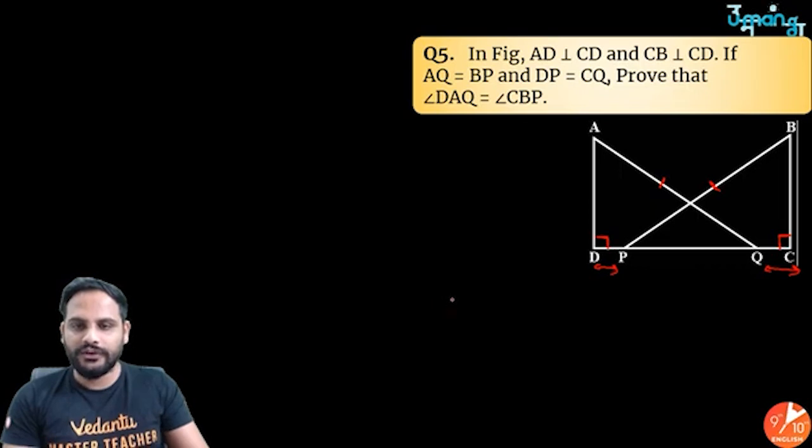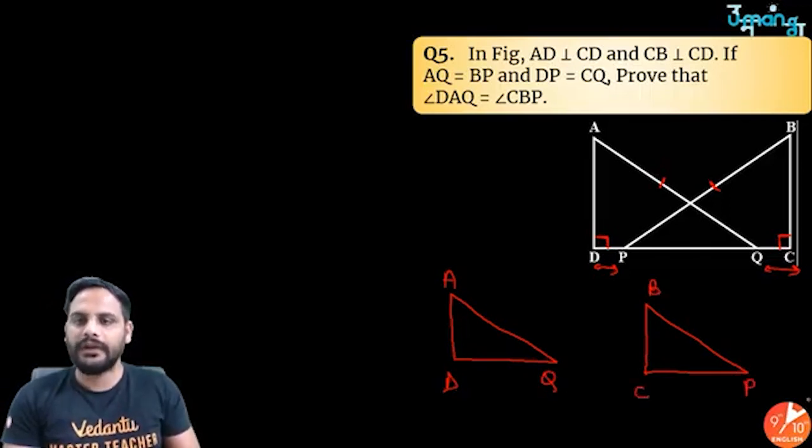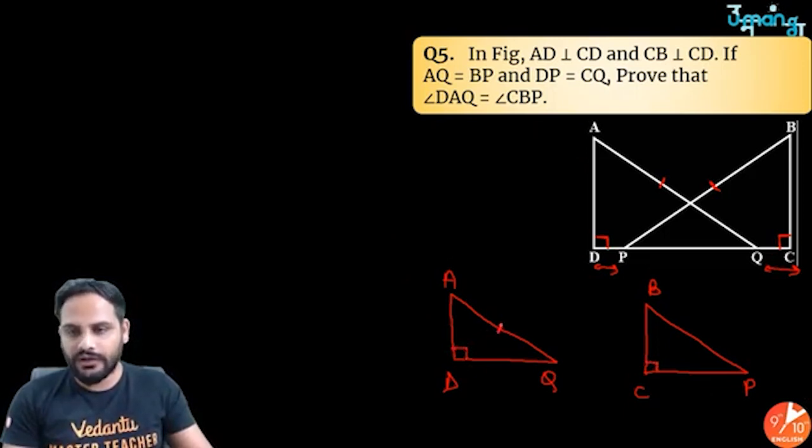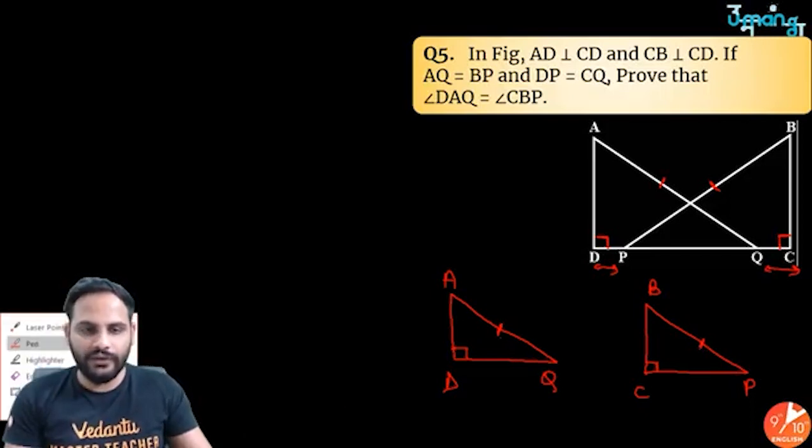So from here, you clearly got to know that I need to take these two triangles. One is triangle ADQ, one is triangle BCP. Okay beta, now look, I know that here angle D is 90 degrees, angle C is also 90 degrees, and I know AQ is equal to BP. This is also given, but no other information we know.